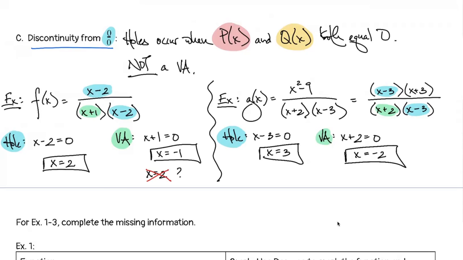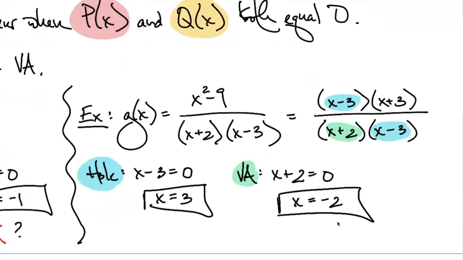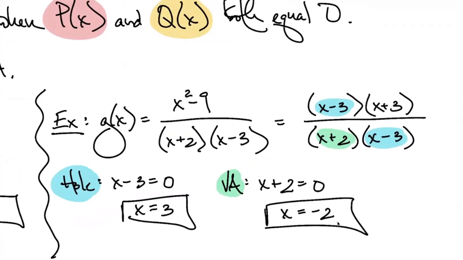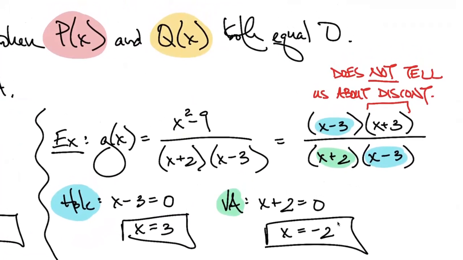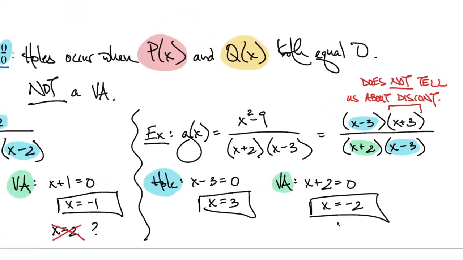I would say, okay, yes and no. It tells us nothing about a hole or a vertical asymptote, okay? So in particular, let's zoom in and maybe make a note that this does not tell us about discontinuities. We're just going to abbreviate that. It does not tell us about discontinuities, okay?